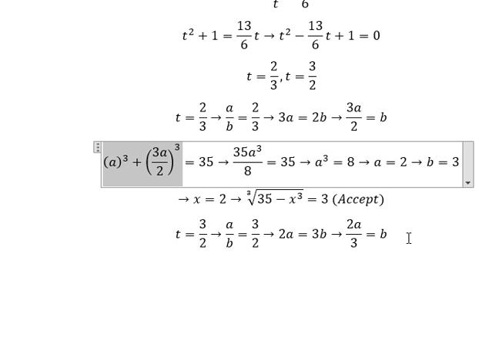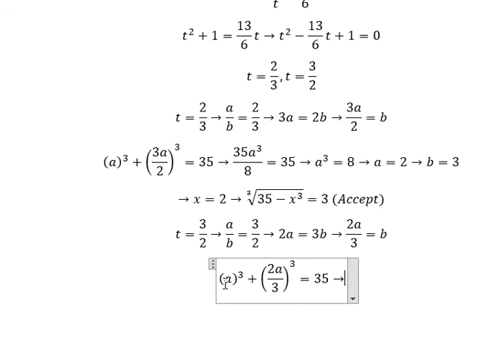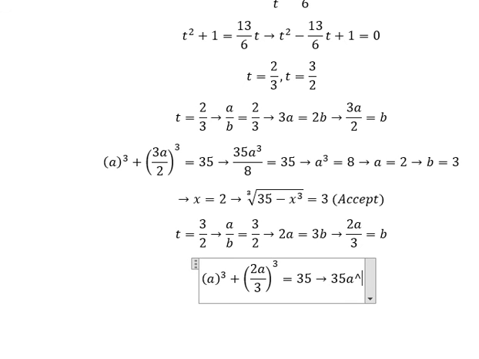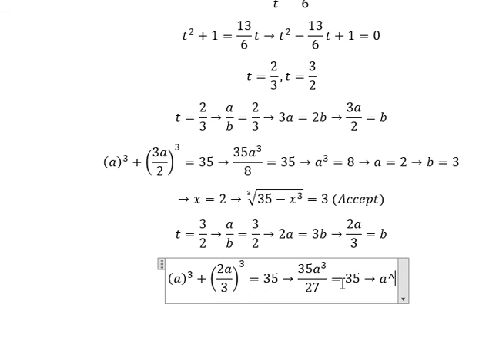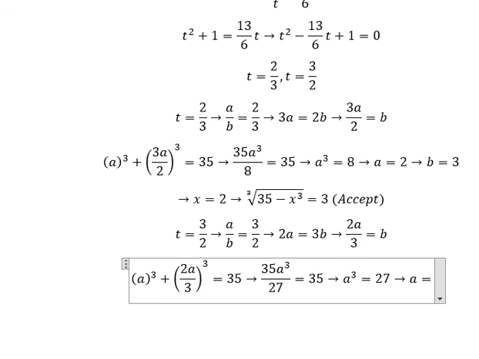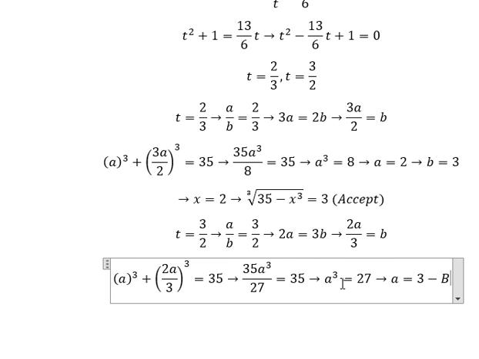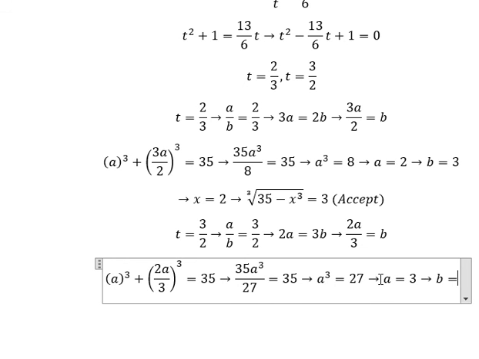So we do the same technique. So we put this one into 2a over 3 equals to b, and we have 35. So we simplify this one. And we have 35 a to the power of 3 over 27. So we have a to the power of 3 equals to 27. So a equals to 3. And we can find the value of b equals to 2.